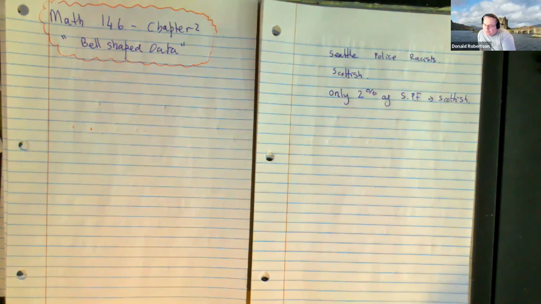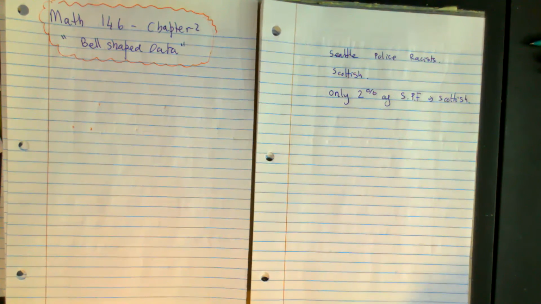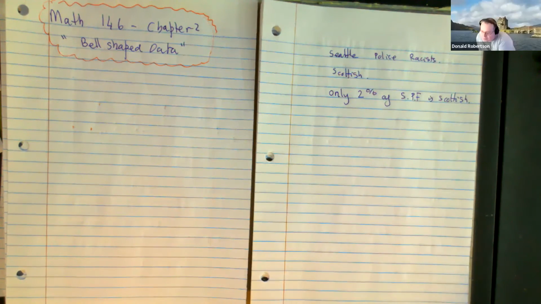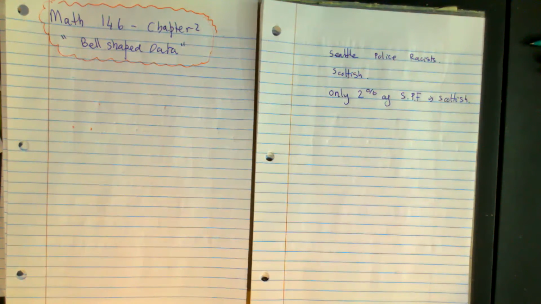What's missing? The data of applicants. Say again. The data of applicants. Right. How many Scottish people asked to join? Yeah. That would also be important.